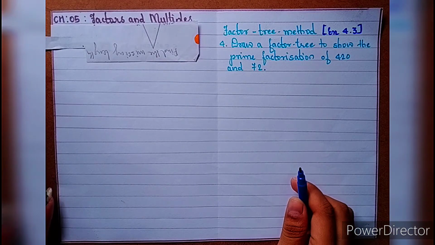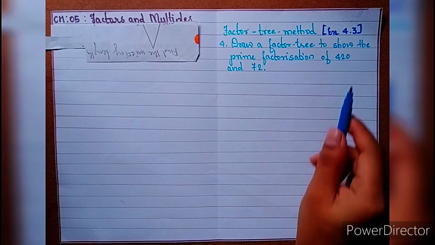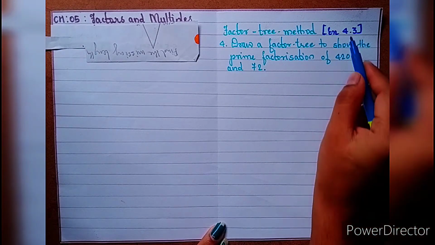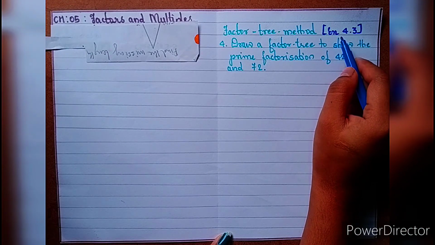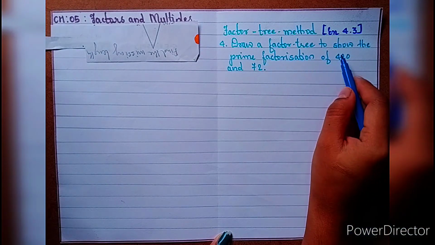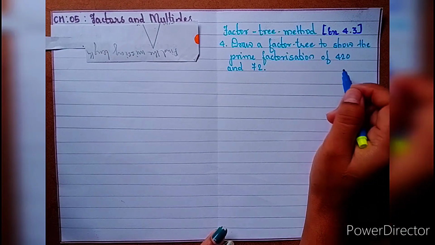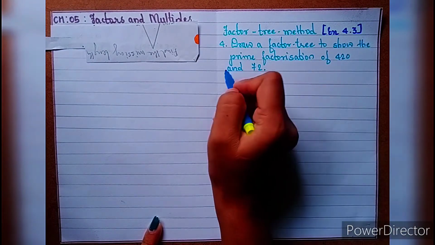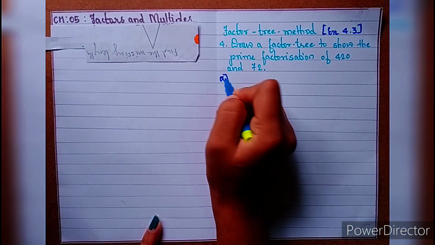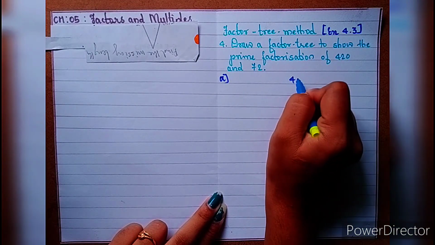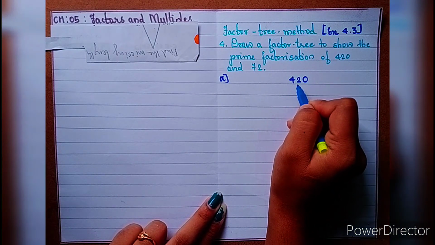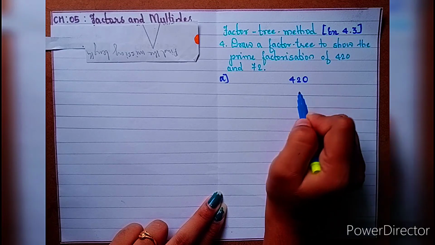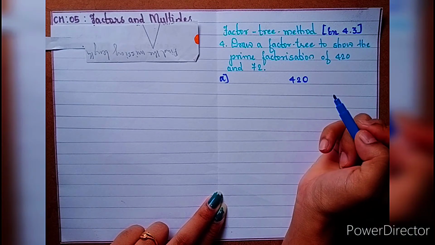Here we have another method of finding prime factors, that is the factor tree method, and we shall solve an example from exercise 4.3. Draw a factor tree to show the prime factorization of 420 and 72. So let's first find the prime factors of 420. We have to express this number as a product of a prime number and a composite number.